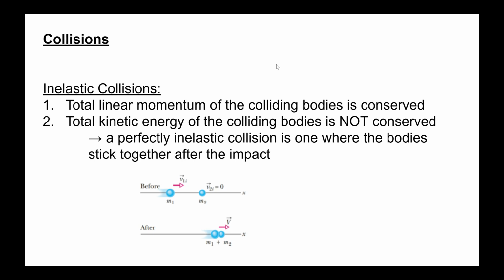And there's a special case for inelastic collisions, a perfectly inelastic collision, where the objects stick together after the collision. So think about driving your car and hitting a bug. A bug sticks to your windshield. That is a perfectly inelastic collision. Or think about a football player tackling another football player. That's a perfectly inelastic collision. When they stick together, it's known as being perfectly inelastic.